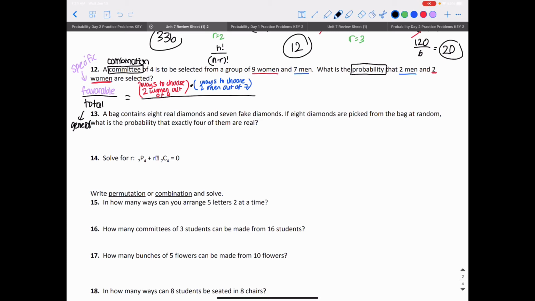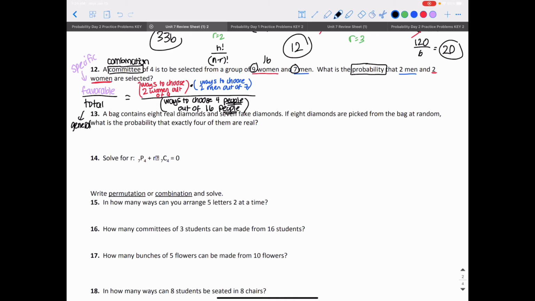And then the total on the bottom is going to be the ways to choose 4 people. I want to choose 4 people. Now I'm talking about the general, the people out of... how many did I start with? 9 plus 7, 16 people I started with.